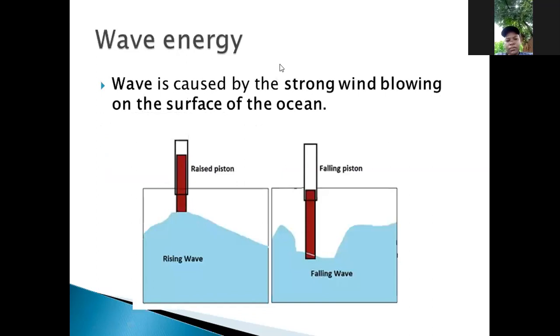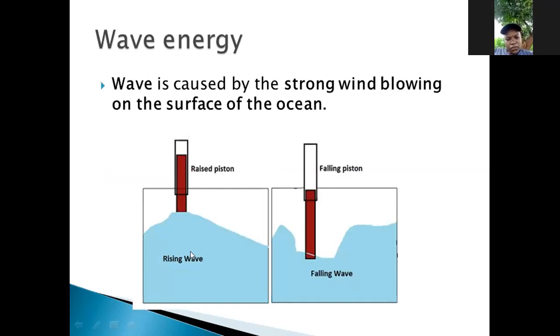First of all is the wave energy. Here you have waves. We have a turbine somewhere here, and then there's a piston here. You know the waves go in a rhythmic manner, rising and falling. So this structure is constructed in such a way that during the rise and during the fall, the piston can still move and it can rotate a turbine.